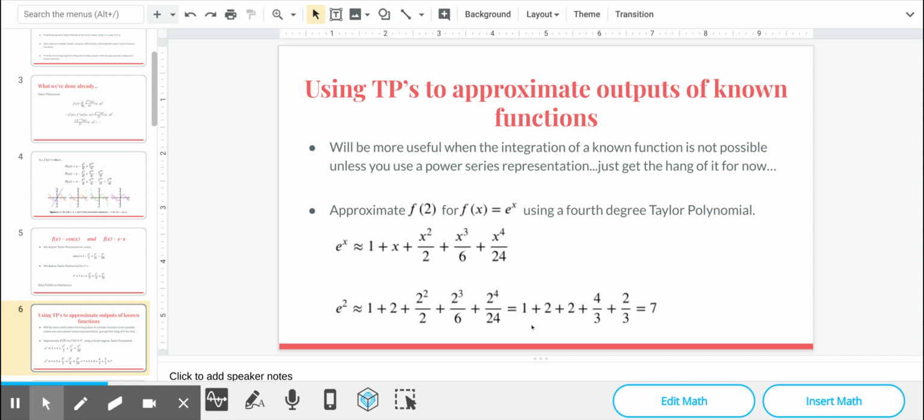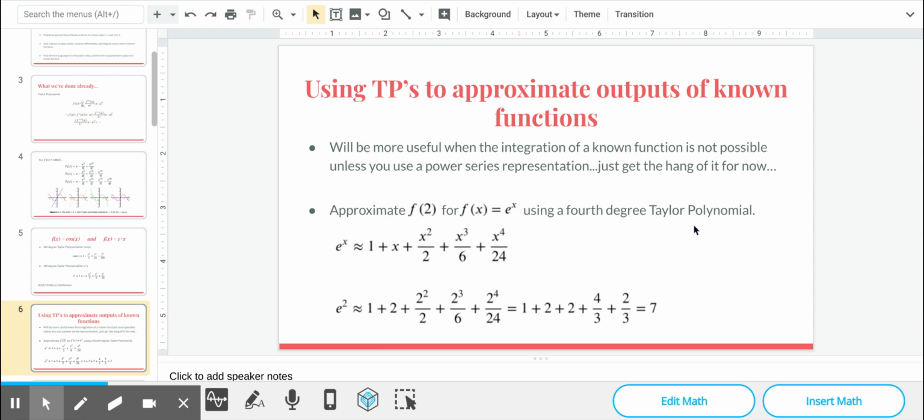After I simplify all this down, I end up with 1 plus 2 plus 2 plus 4 thirds plus 2 thirds, which actually just equals 7. That's a nice number, and it's much easier to find than actually trying to do e to the second, right? So 2.7, whatever, all squared. It is approximately equal to 7. We know that e to the second is not actually just 7. That would be too nice and too easy. But actually, this is pretty darn close.